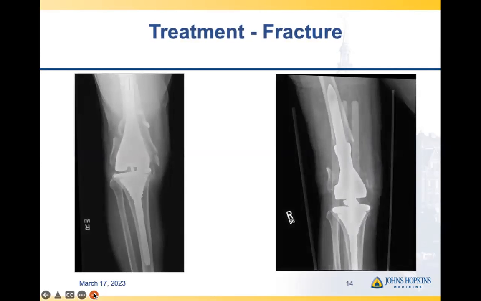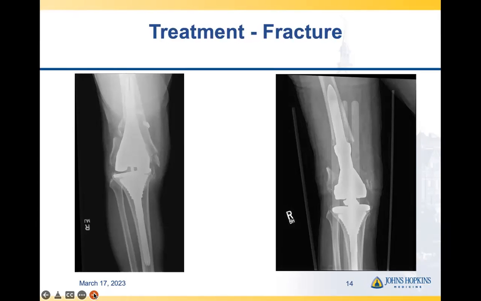In terms of management, if we see a patient who's had a fracture either of the bone or a failure of the implant, with the implant actually breaking, usually that necessitates a revision surgery in which we have to use components that are larger, that are bulkier, and we have to sometimes fix those fractures with other devices such as plates, screws, and wires or cables.